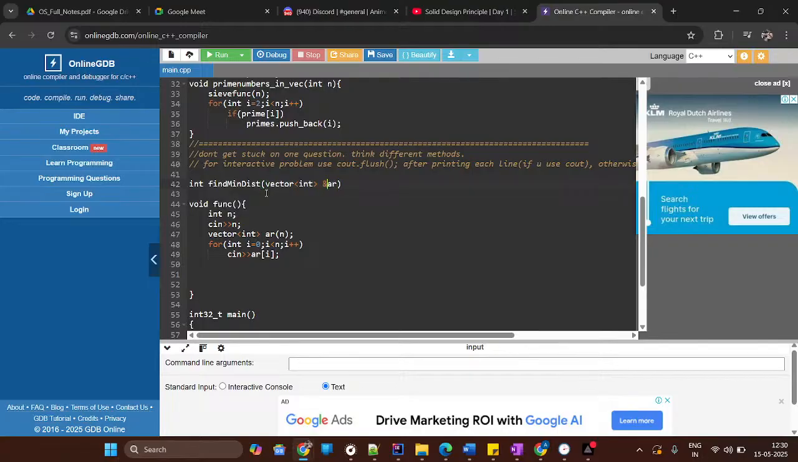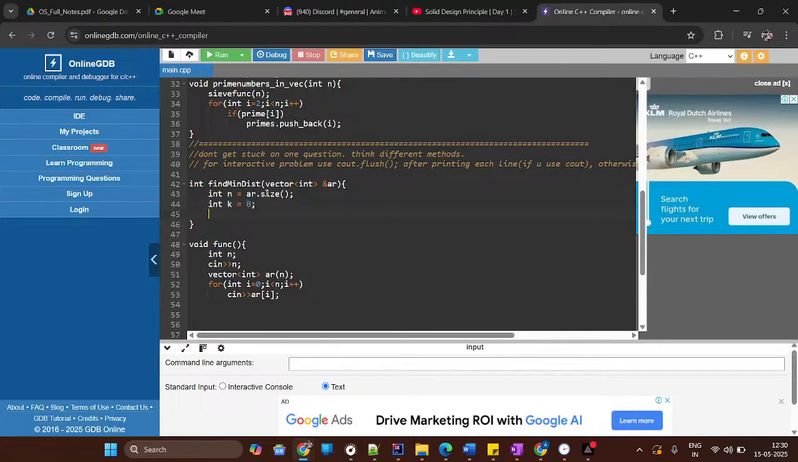I just give a reference to this. This is for the even case only. So I start making pairs and k equals 0. I find the max distance. It is sorted, right? If it's not sorted, let's sort it.